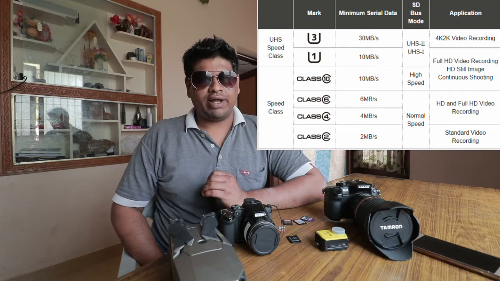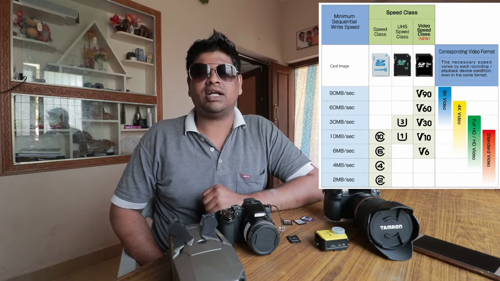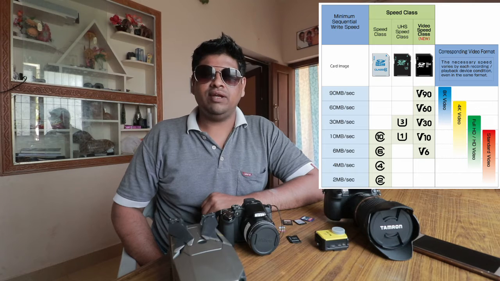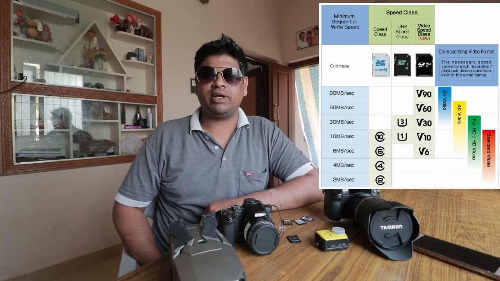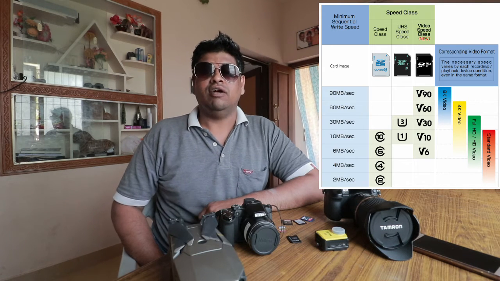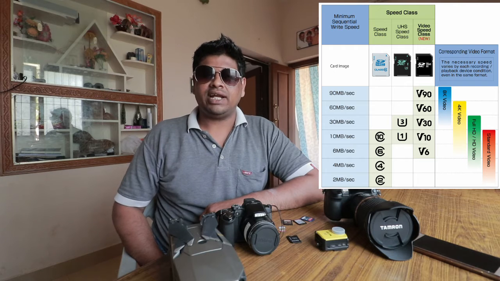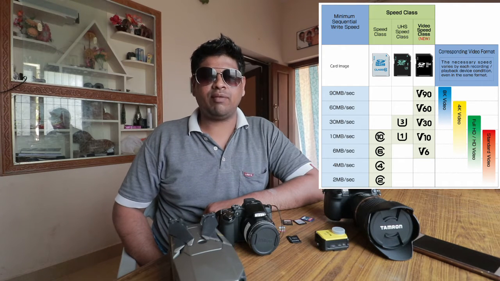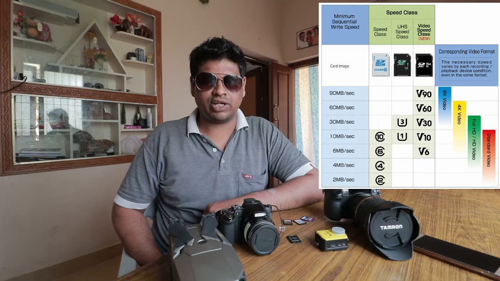So if we go and see the read and write speed: reading speed means how fast the memory card transfers the files to your computer, and writing speed means how fast the camera is recording the details onto your card.